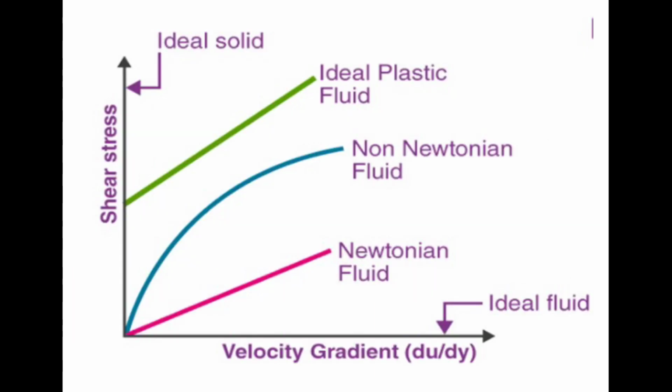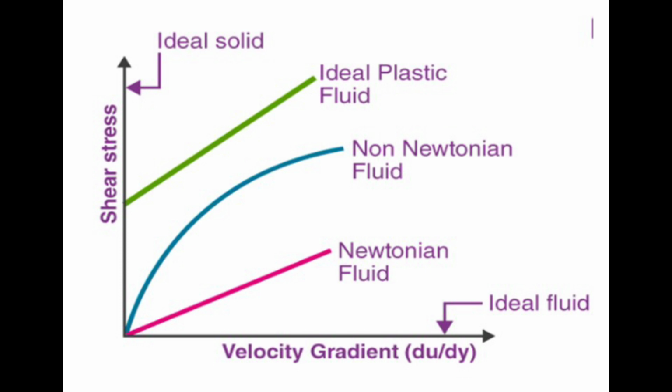Now you can see all these types of fluids in this graph. This is a graph of shear stress. On the y-axis we have taken shear stress and on the x-axis we have taken velocity gradient, that is, rate of shear strain. So when we draw the graph between shear stress and rate of shear strain, if it is a straight line, it is a Newtonian fluid. If it is curved, then it is a non-Newtonian fluid. And if it is a straight line not starting from the origin, then it is called an ideal plastic fluid.